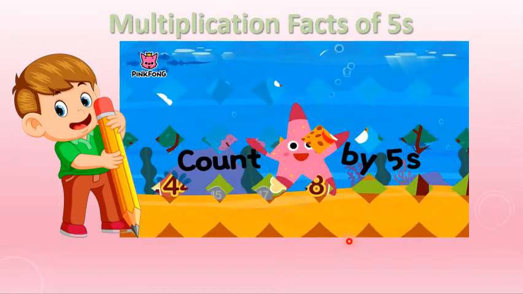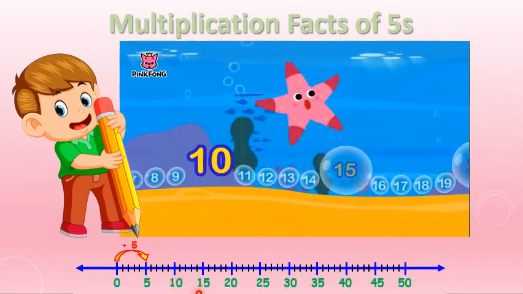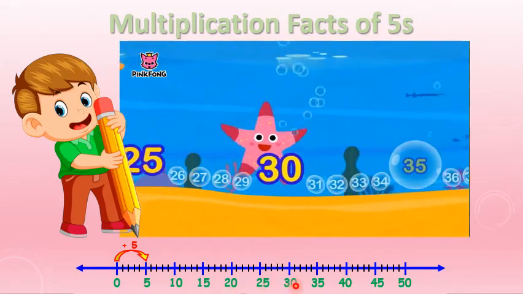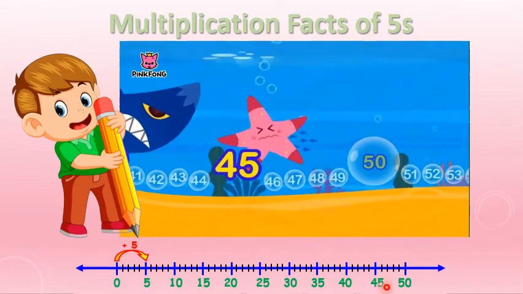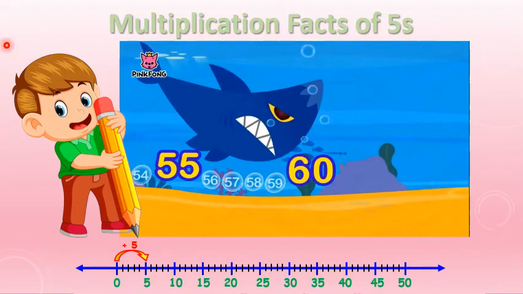Now let's go to learn multiplication facts of 5. Count by 5. 5, 10, 15, 20, 25, 30, 35, 40, 45, 50, 55, 60.